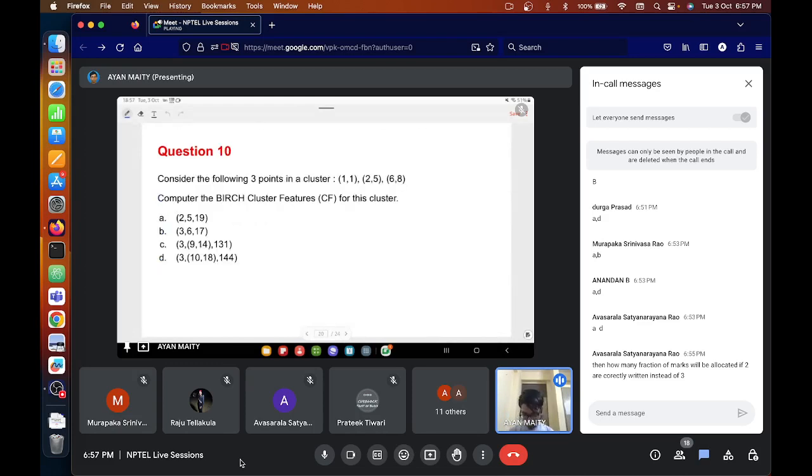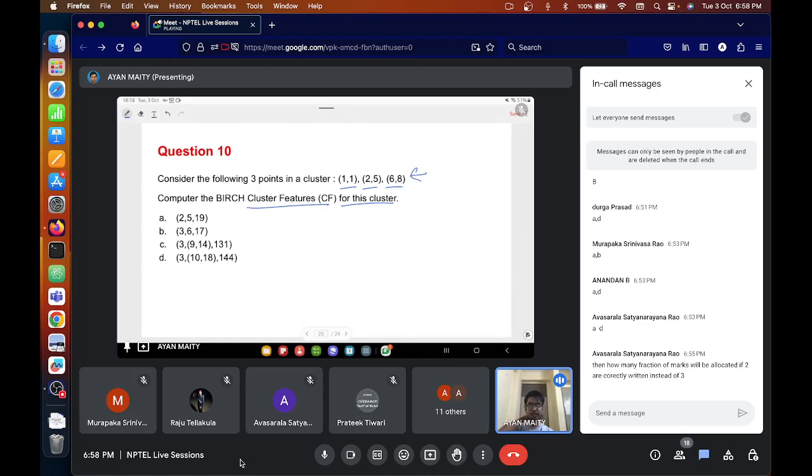Now question 10. Consider the following 3 points: (1, 1), (2, 5), (6, 8). We want to apply the BIRCH clustering algorithm to these points. We just want to compute the BIRCH cluster feature, or the CF, as it is called in BIRCH. All 3 points belong to only one cluster, and we want to find the cluster feature for this cluster containing these 3 points. What would be the BIRCH cluster feature?